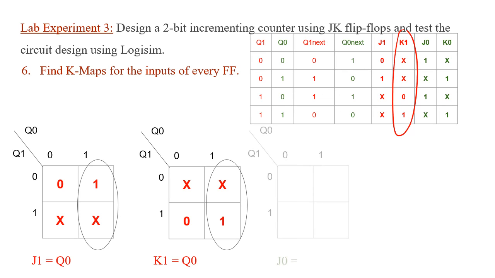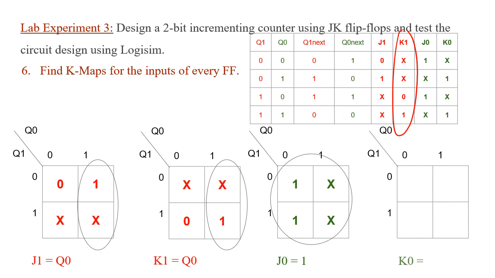Next is to do a K-map for J0. We're going to copy the values for J0. So we have 1, don't care, 1, don't care. We can group the entire K-map together. That will result in J0 having a value equal to 1. So 1 here means constant high or constant 1. So to connect that in Logisim, we can simply connect a constant and assign it a value equal to 1.